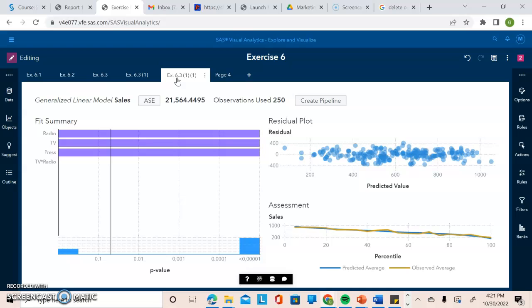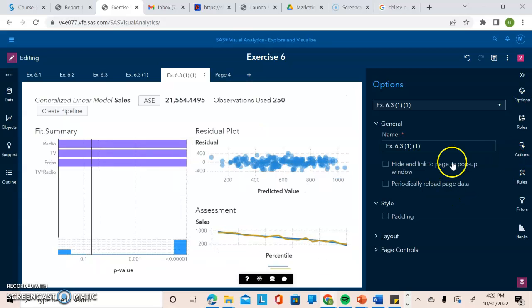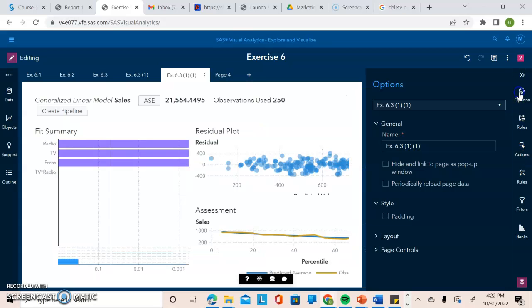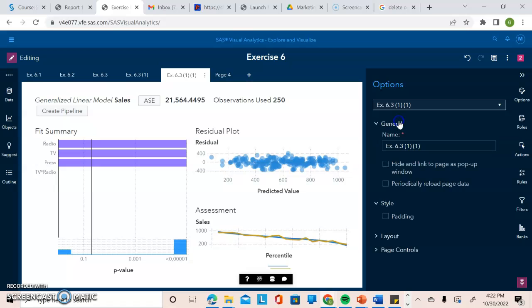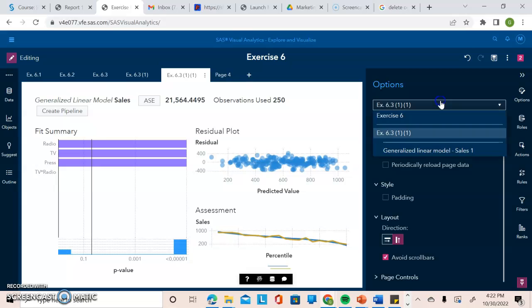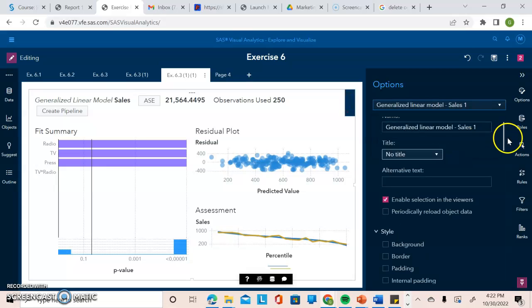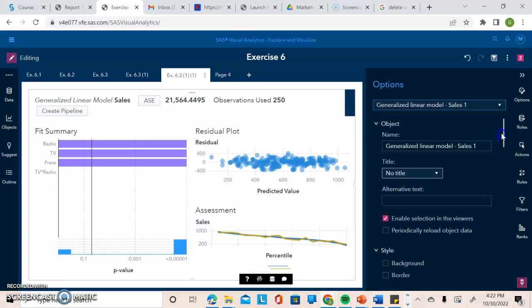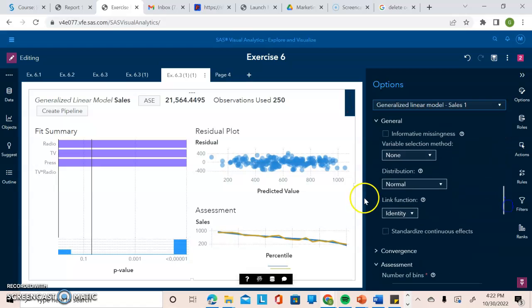We're also asked to make sure that within this generalized linear model there is a normal distribution, and the link function is set to identity. So we're going to go to options, and let's see here. No, it's under general. Here we have normal distribution, and the link function is set to identity.